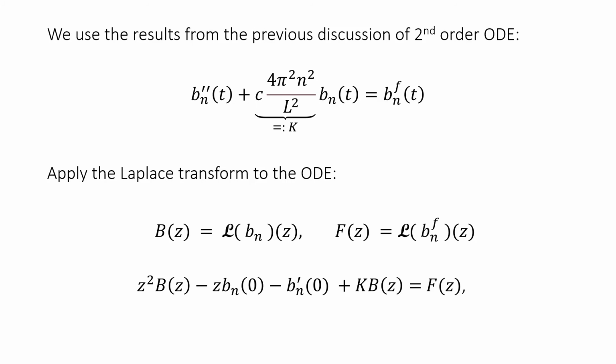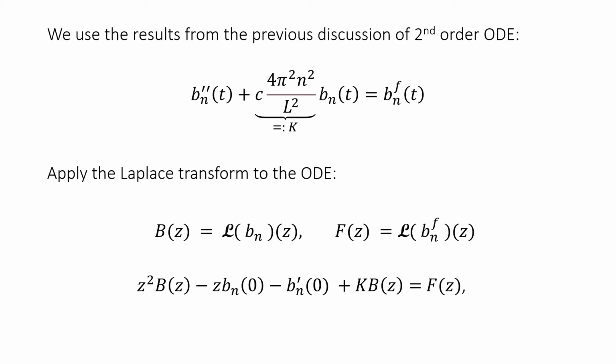So let's get on with the second order ordinary differential equation. Let's take a look at bn''(t) plus c 4π²n²/L² times bn(t) equals bfn(t). Now, to simplify the discussion, that coefficient c times 4π²n²/L², we will just write capital K for that one, just to simplify the following formulas a little bit. The idea to solve this ordinary differential equation is to apply the Laplace transform to the entire ordinary differential equation.